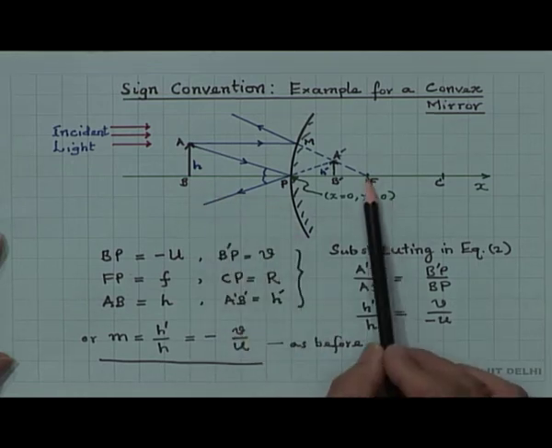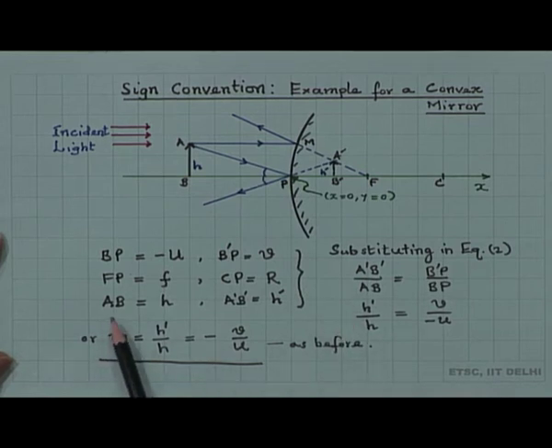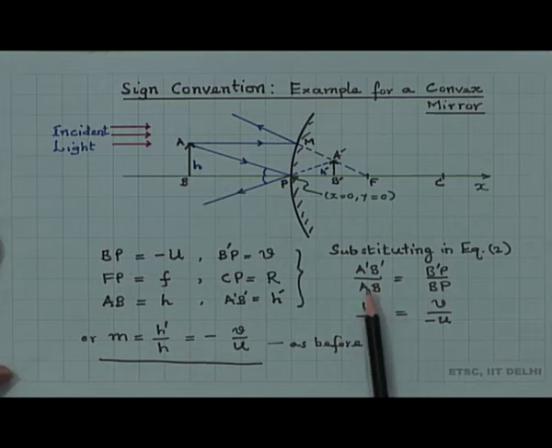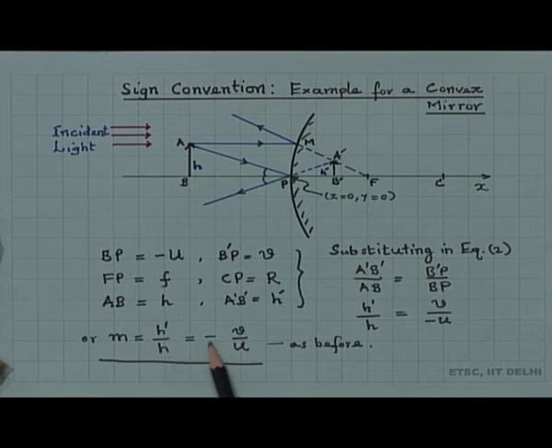FP, the focal principal focus, is here, FP is positive and CP is positive, and therefore AB is equal to h, A dash B dash is equal to h dash. If we substitute in equation 2, which is A dash B dash by AB equal to B dash P by BP, we get h dash by h is equal to v by minus u, or magnification m is equal to size of the image by size of the object is equal to minus v by u as before.